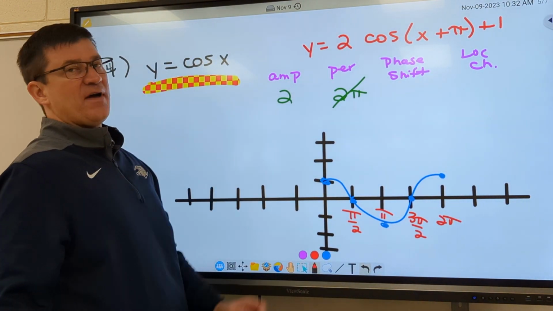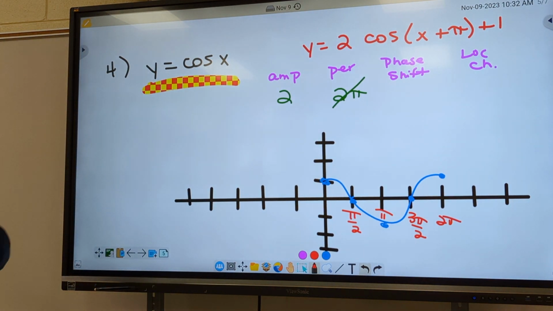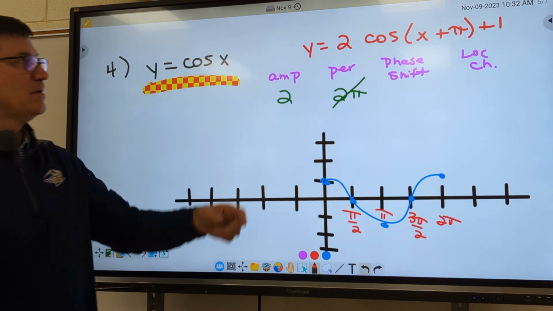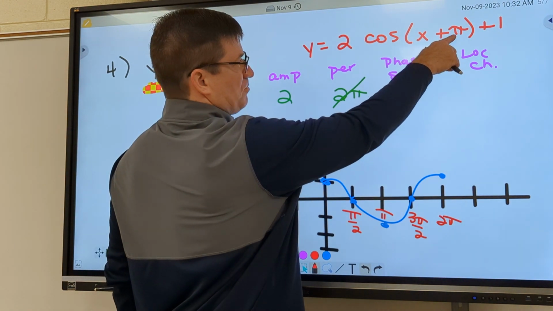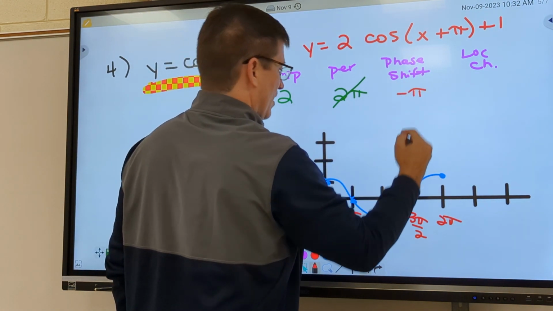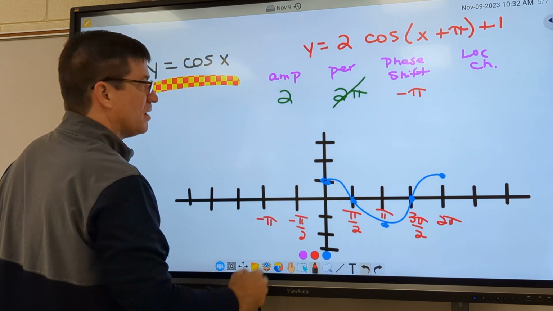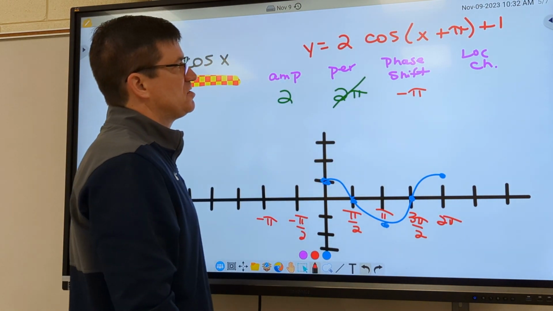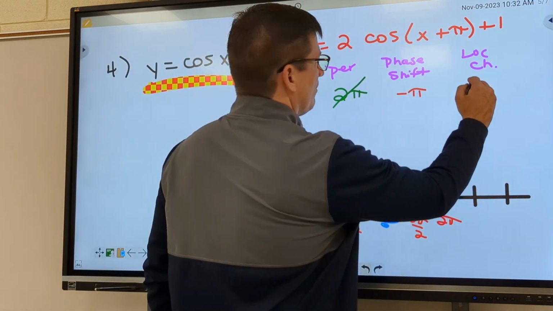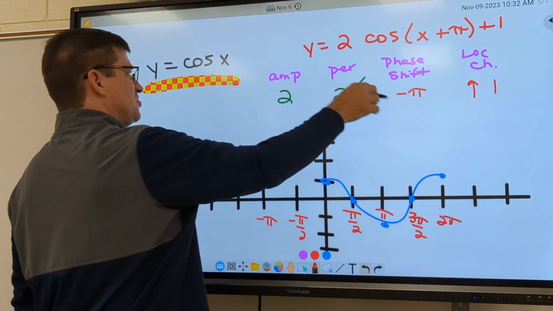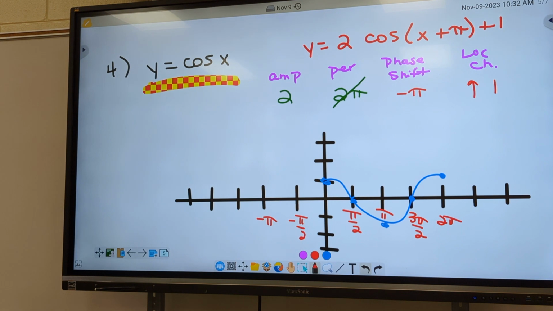All right. Is there a phase shift on this one? There sure is. How do you know? Because it's got parentheses. Flip this sign, make it negative pi. Divide it by 1 gives you negative pi. And last, is there a location change, Hunter? Yep, up 1. All right, so we got 1, 2, 3 things we have to change.